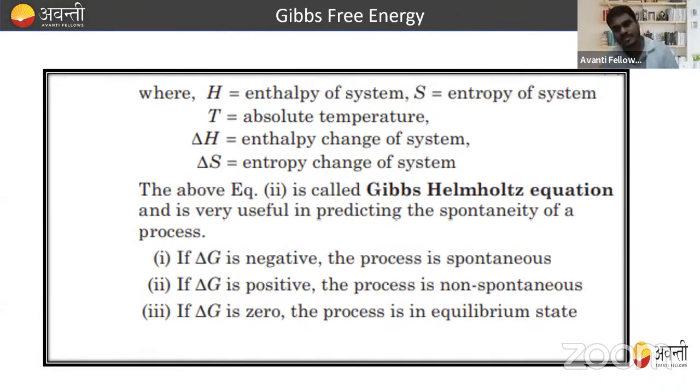This is the Gibbs energy. If the Gibbs energy is negative, then the process is spontaneous. If the Gibbs energy is positive, then the process is non-spontaneous. And if delta G is zero, then the process is in an equilibrium state. So this is all about it.